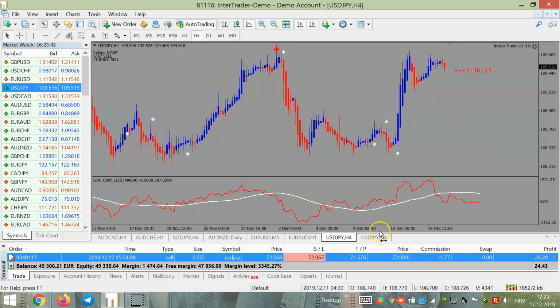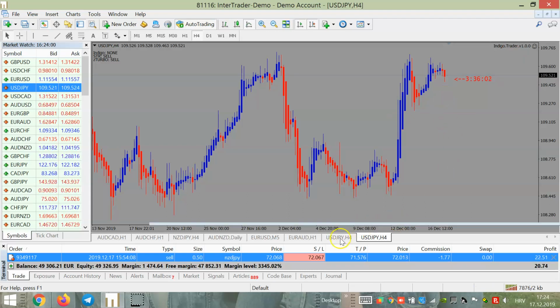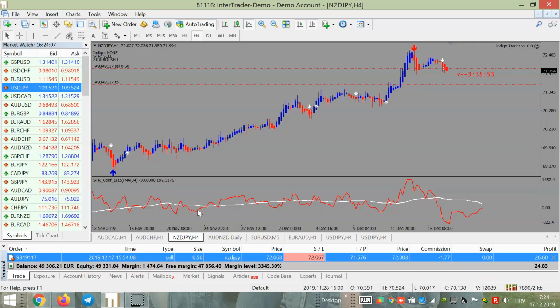But for the functioning of the Indigo itself, you do not need indicators. You just put the Expert Advisor on and it will trade automatically, opening the trade when it has everything set up, as I explained in my videos. We have one trade here from 10-15 minutes ago on the 4-hour time frame. So Indigo Trader opened the trade here.